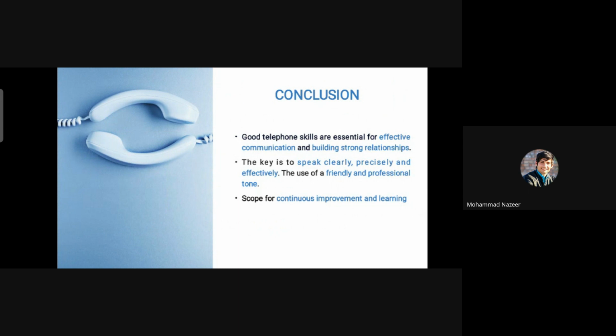And as I told you earlier, whenever we are having a telephonic conversation, there is always a scope of continuous improvement and learning. Before speaking, we should be very, very aware of what we speak, how we speak, and how we conclude. So all these things are very, very much required. So these are the important things whenever we are having a telephonic conversation. So now this one is complete.